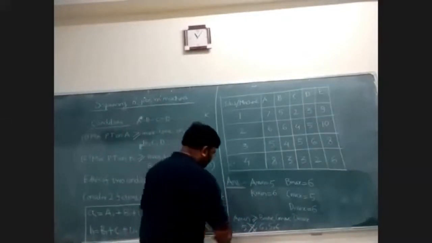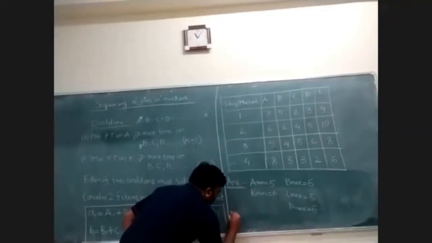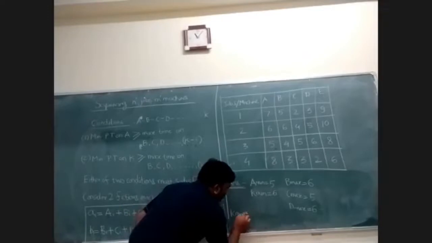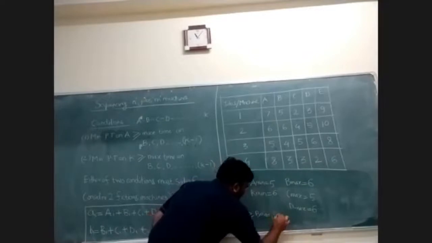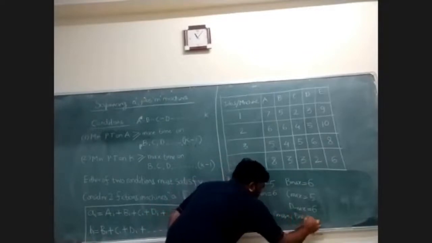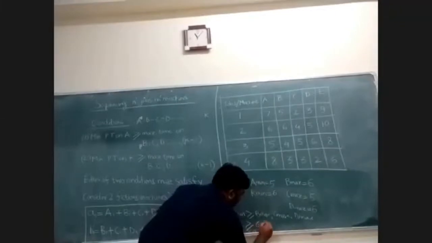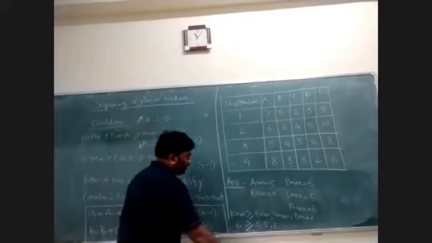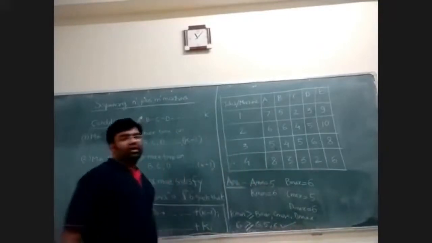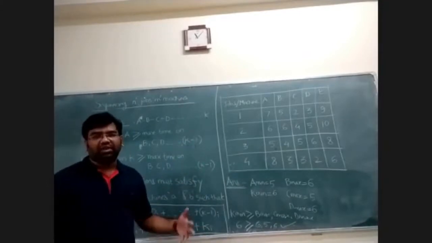Let's move to our second condition. What is our second condition? We have the condition that E minimum should be greater than or equal to B max, C max, D max. Here the E minimum value is 6, which is greater than or equal to 6, 5, and 6. So this particular condition is getting satisfied, and we can solve this entire problem with the help of the sequencing model.